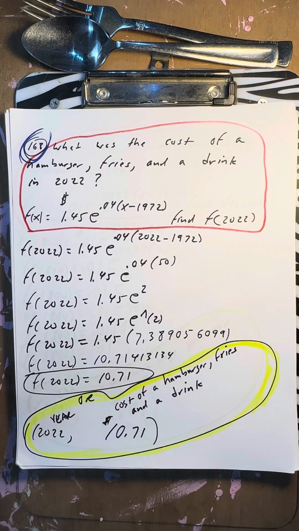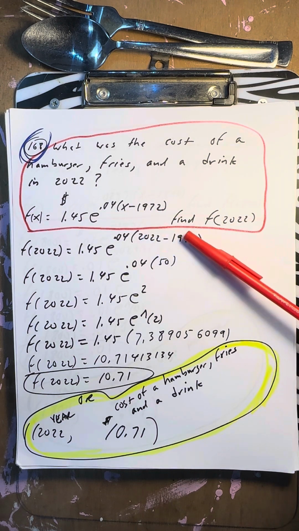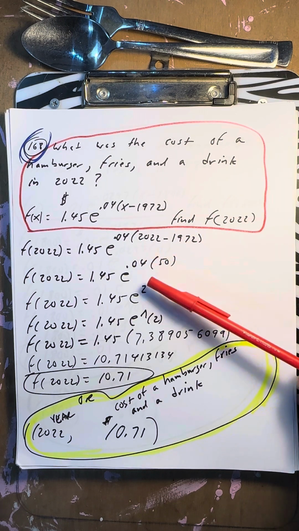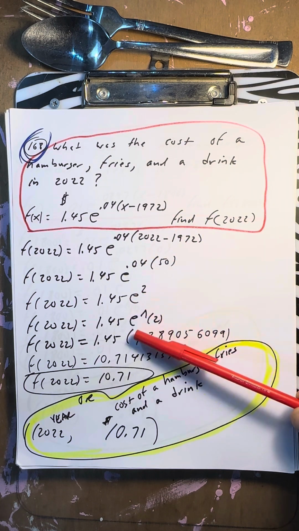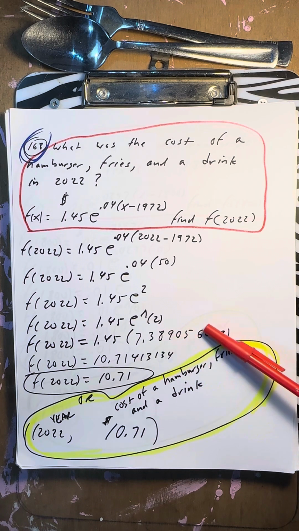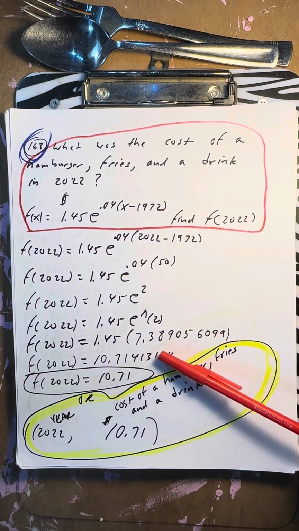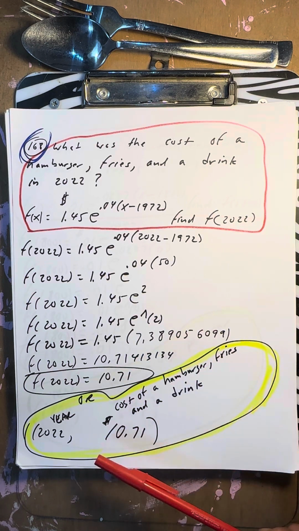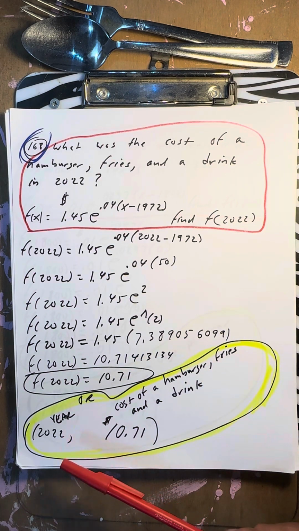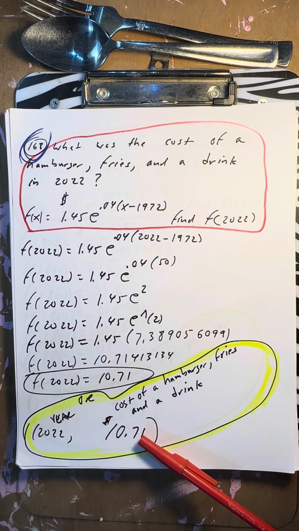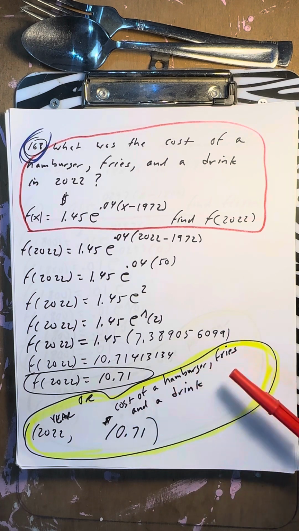What was the cost of a hamburger, fries, and a drink in 2022? Here's the function. Put the number in: f of 2022. 2022 minus 1972 is 50, and 50 times that is 2. E to the power of 2 is this number here, times the 1.45. It's going to give you 10 point something. I'm going to round it to 10.71. So in the year 2022, $10.71 is the cost of a hamburger, fries, and a drink.